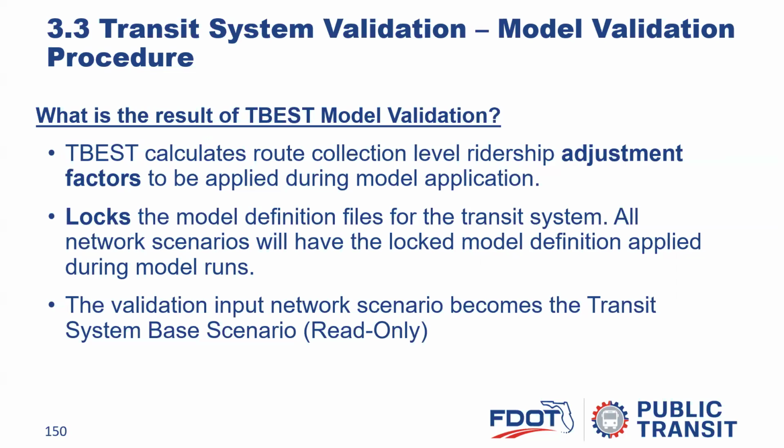Another thing that it does is it locks the model definition files for the transit system. So essentially, once you've validated a model, you can't go and change any of the parameters for the model. It locks it, right? This is just a protection against making a change that would corrupt your model by making changes to the underlying model structure. You wouldn't want to do that. The validation input network scenario becomes read-only. So in our case, we had the spring 2025 as the example that we gave on the screen capture. That one became read-only and the base scenario.